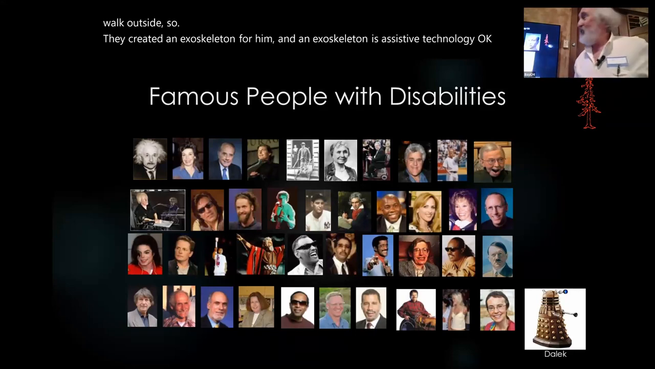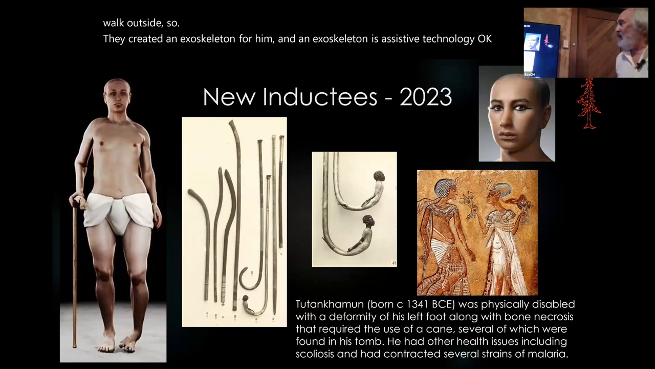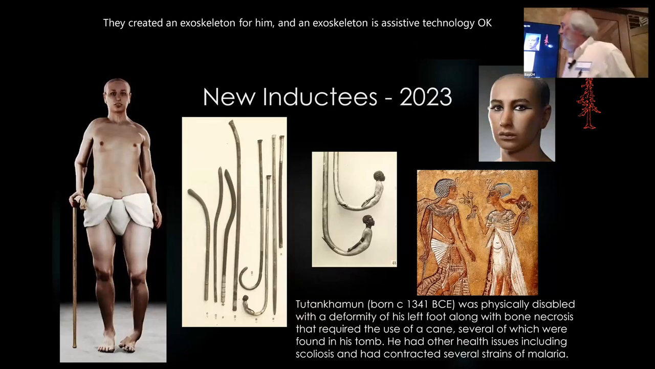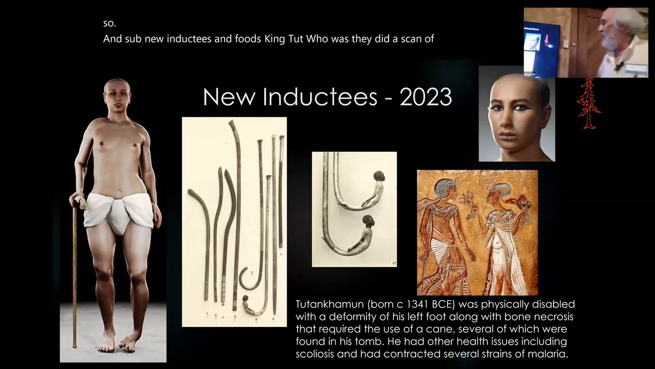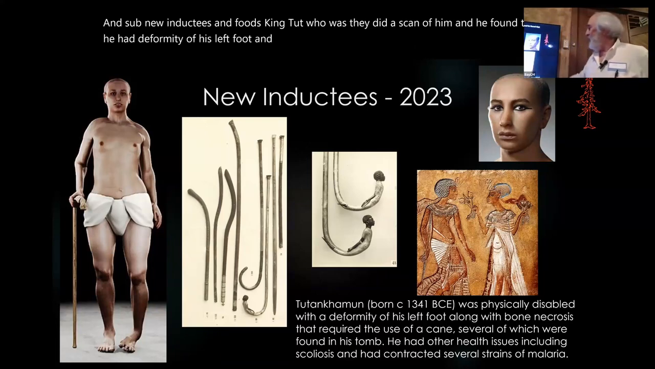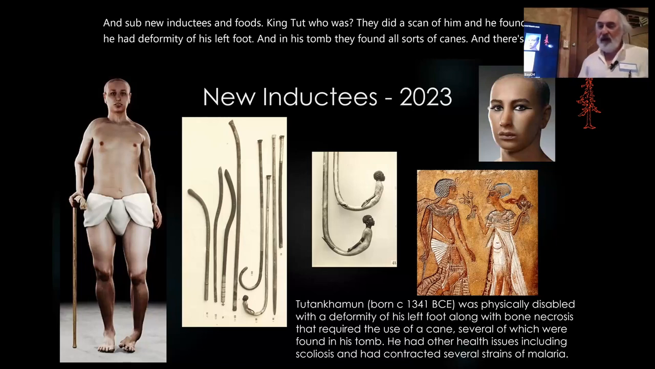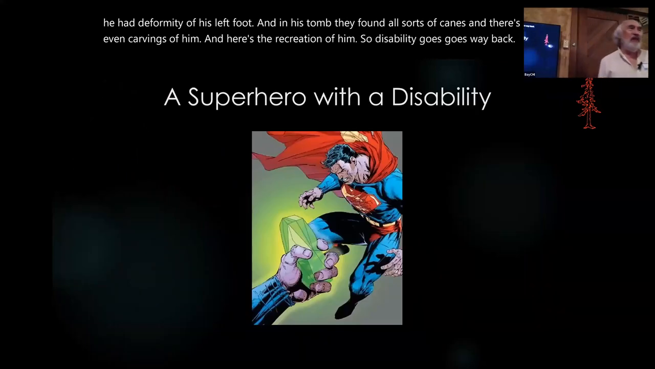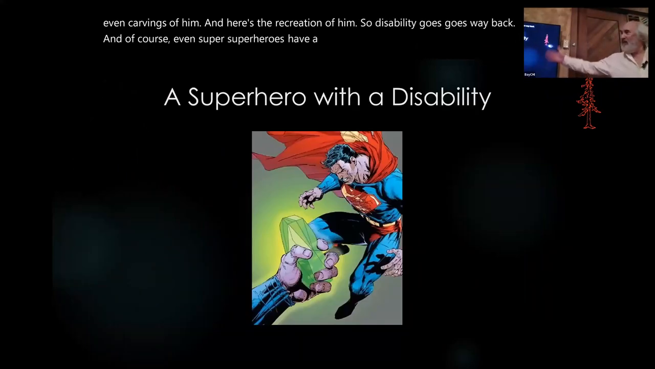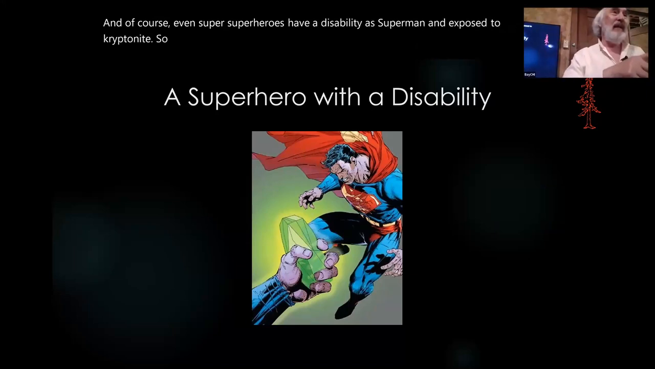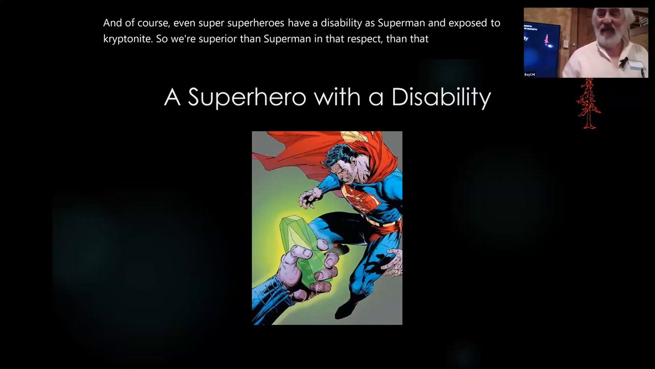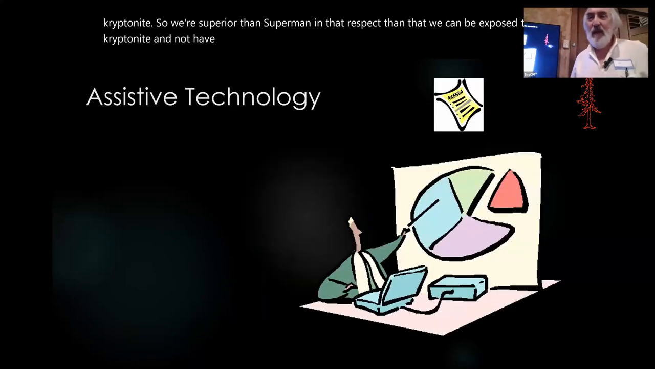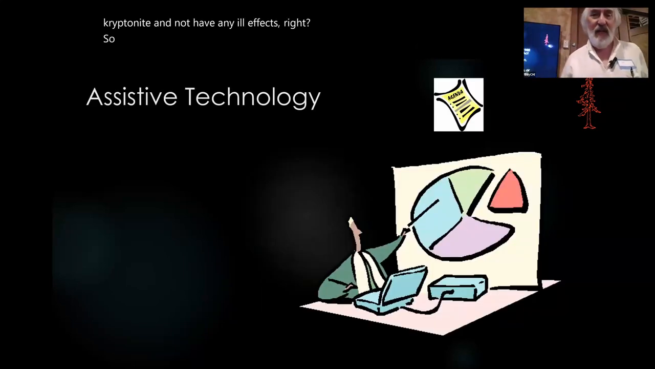And some new inductees include King Tut, who they did a scan of, and they found that he had a deformity of his left foot. And in his tomb, they found all sorts of canes, and there are even carvings of him. And here's a recreation of him. So disability goes way back. And of course, even superheroes have a disability, as Superman is exposed to kryptonite. So we're superior to Superman in that respect, in that we can be exposed to kryptonite and not have any ill effects, right? So let's talk a little bit about assistive technology.